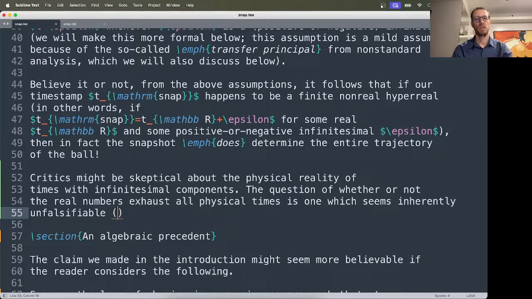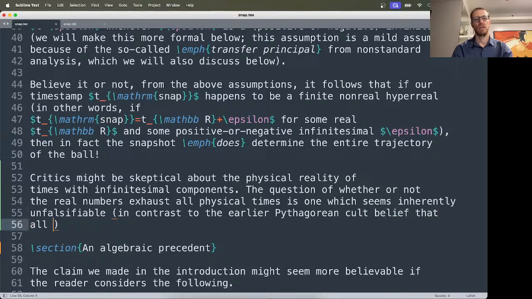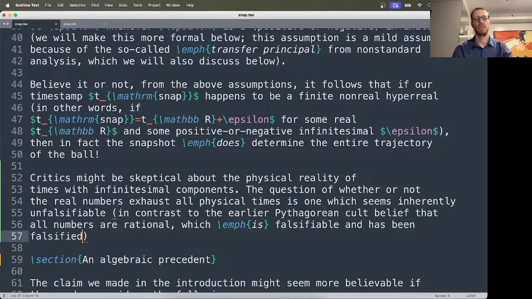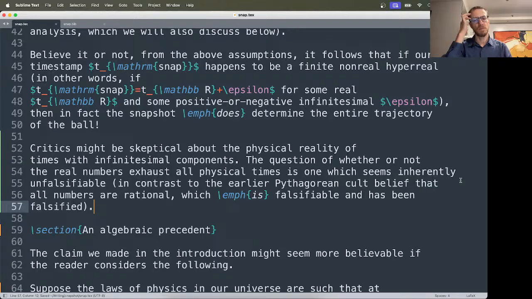In parentheses we say, in contrast to the earlier Pythagorean cult belief that all numbers are rational, which is falsifiable and has been falsified. Yeah, I think that's a good way to say it. Critics might be skeptical about the physical reality of times with infinitesimal components. The question of whether or not the real numbers exhaust all physical times is one which seems inherently unfalsifiable, in contrast to the earlier Pythagorean cult belief that all numbers are rational, which is falsifiable and has been falsified.